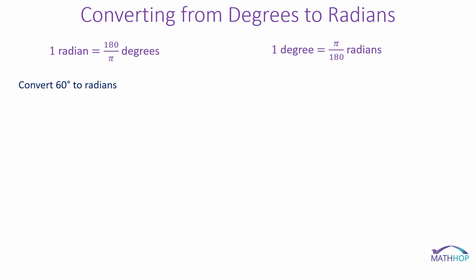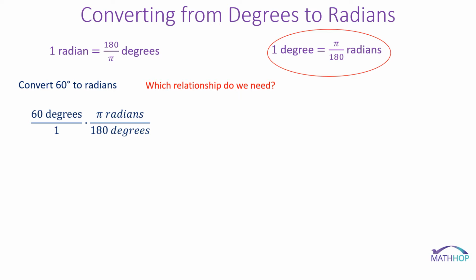Let's first go from 60 degrees to radians. If I have an angle that is measured in 60 degrees, but we want it in radians, how many radians will it be? Well, first of all, which relationship do we need? We are going from degrees to radians, so we need 1 degree equals pi over 180 radians. That's going to make sense in a little bit here. So 60 degrees over 1 equals pi radians over 180 degrees.